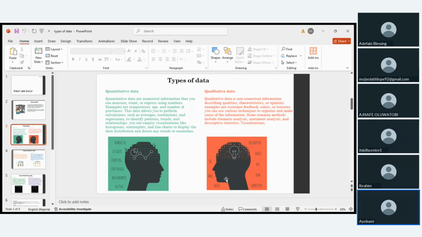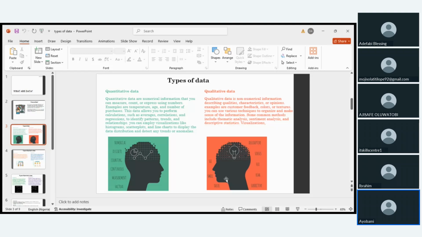And we can also employ some other visualizations, like using histograms. Remember all those statistics you used to do back in high school? Population, they would ask you to do class interval, class width, and all of those, right? So you use histograms, we can use scatter plots, we can use line charts to display this kind of data. That's for quantitative data. That will help you to detect any trends or any anomalies, anything that is out of place.